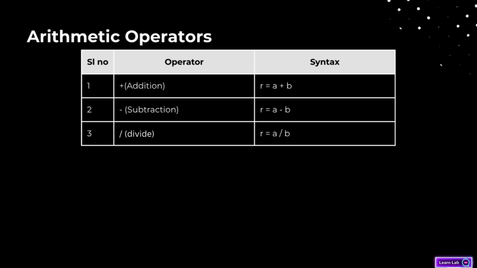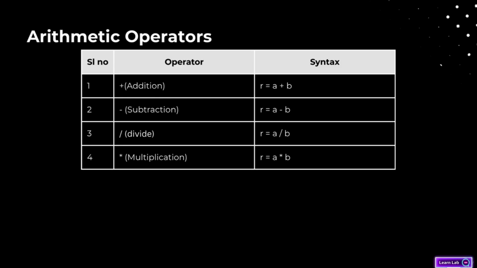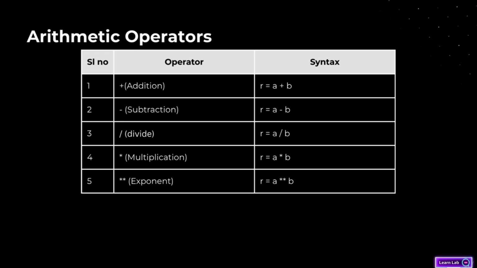For division, the syntax is R = A / B. This operator returns the quotient after dividing the first operand by the second operand. For example, if A = 15, B = 4, then A / B = 15 / 4 = 3.75. For multiplication, the syntax is R = A * B. This operator is used to multiply one operand with the other. For example, if A = 20, B = 4, then A * B = 20 * 4 = 80.